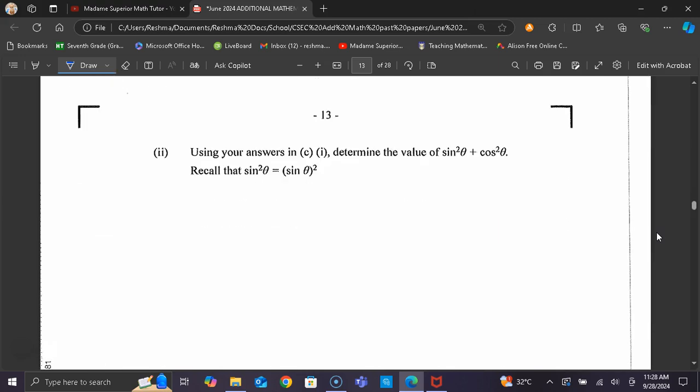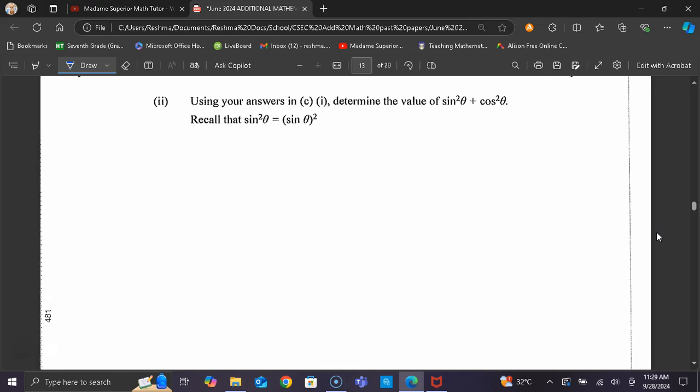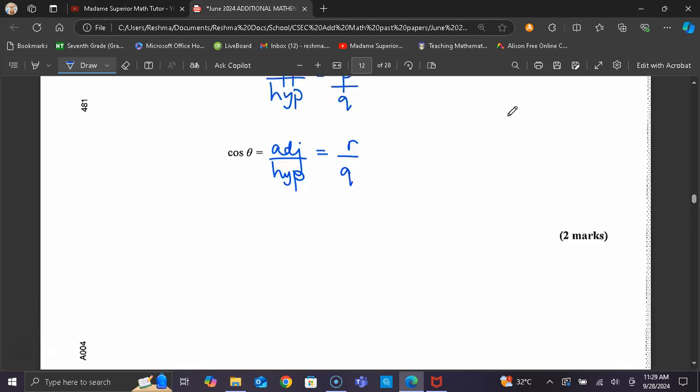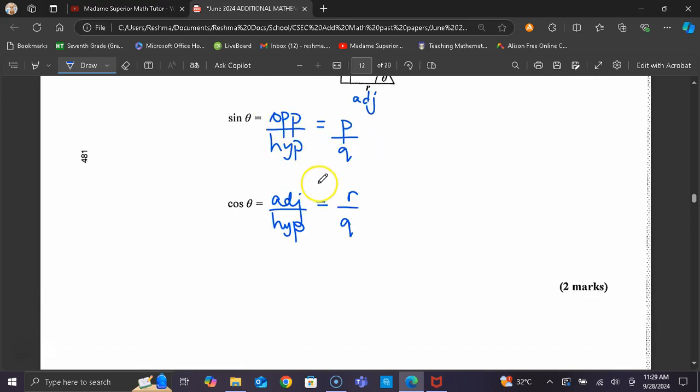Okay, so part 2. Using your answers in part C, part 1, determine the value of sine squared theta plus cos squared theta. And recall that sine squared theta is sine theta all squared. Okay, so this is worth 4 marks. So we know the identity sine squared theta plus cos squared theta is equal to 1. So we're actually going to prove that sine squared theta plus cos squared theta is equal to 1 based on what we got from part 1 here.